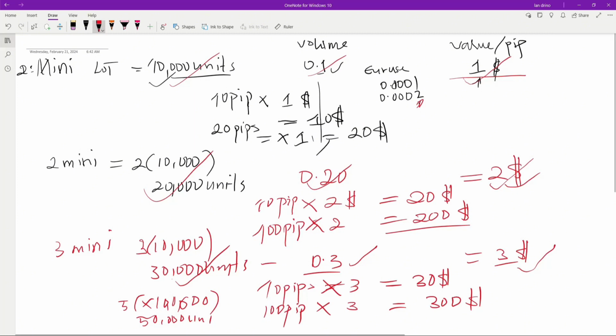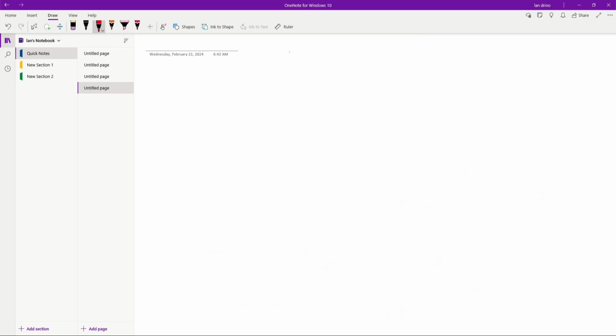Now let us look at the last category, which is the micro. The micros are often considered the smallest. We don't actually trade the nanos, like I said. So we are going to end here with the micros, okay?